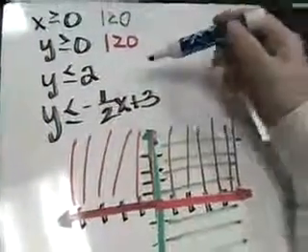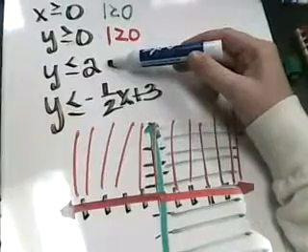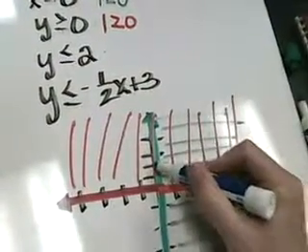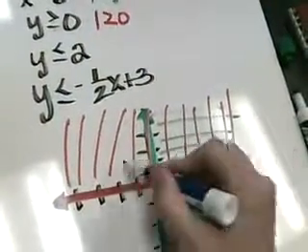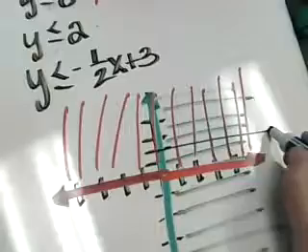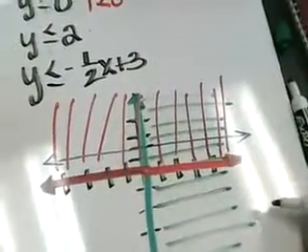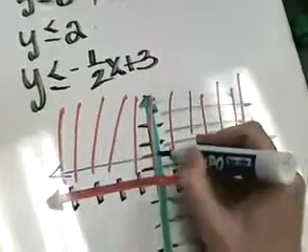My third one is y is less than or equal to 2. So I have another horizontal line at 2. I'm supposed to be drawing a horizontal line here at 2. It's a solid line since I have that equal to. So there's my horizontal line. Sorry, let me make that darker.